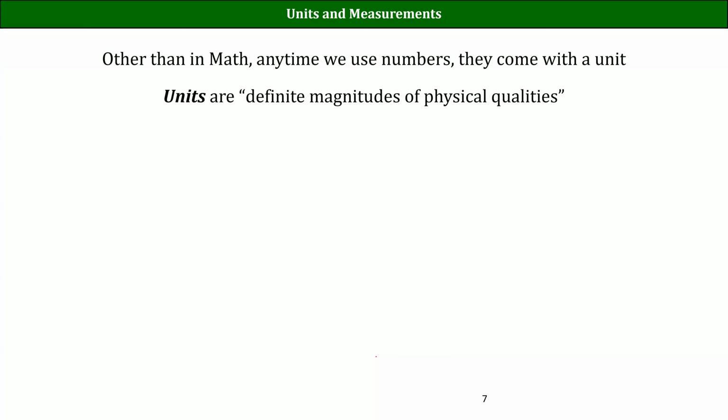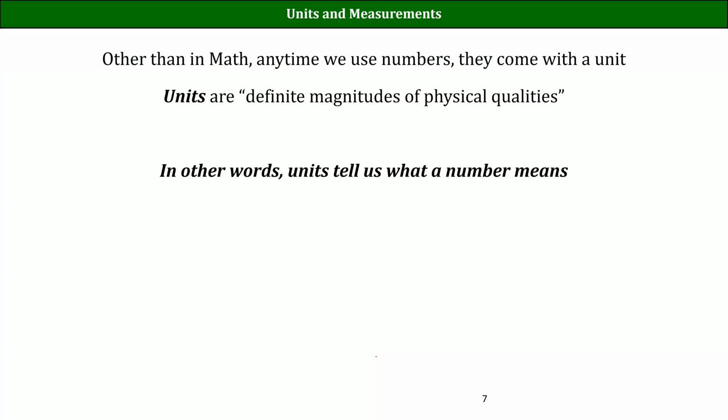So if you look up what a unit is, I don't remember if this was a Wikipedia definition or dictionary definition, it's definite magnitudes of physical qualities, which is kind of still a little bit abstract. Basically, the unit is what gives a number context. Units tell us what a number means. Without that, if I just say, hey, I've got 3, what do I have 3 of? Who knows, right?